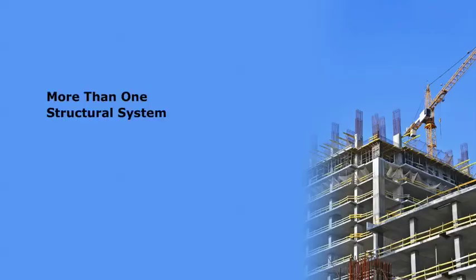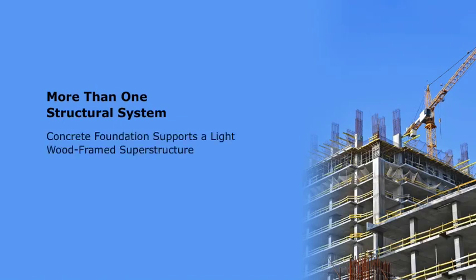A building may have more than one structural system, such as when a concrete foundation supports a light wood-framed superstructure. In other buildings, what appears to be the structural material, such as brick, is actually only an exterior-facing material, with the real structural load carried by a concrete structural system.